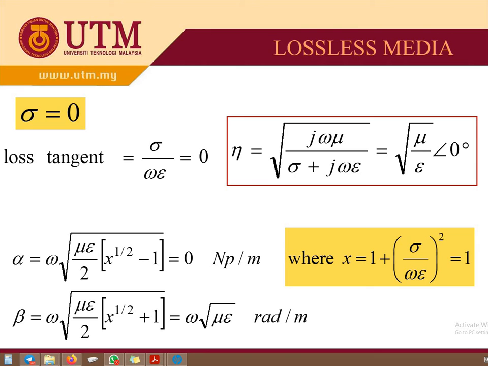Okay, now we're going to continue our lecture. Previously we learned about the electromagnetic field, chapter 14 part 1, until the section on lossy media. The lossy media is treated as the fundamental for us to study further types of medium. So now we continue with the next medium.